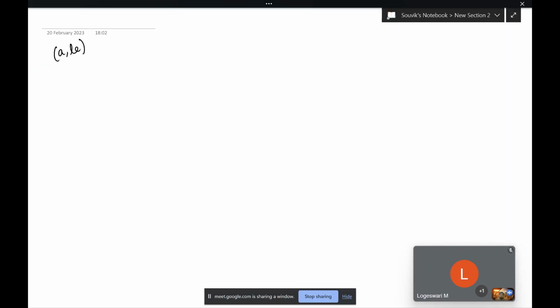So, this is an open interval (a, b). We will show that this is actually an open set. For an open set, what do we need to do? We will choose a point x from the open interval (a, b) and see whether we can find an open ball that is inside the open interval (a, b). So this is x.